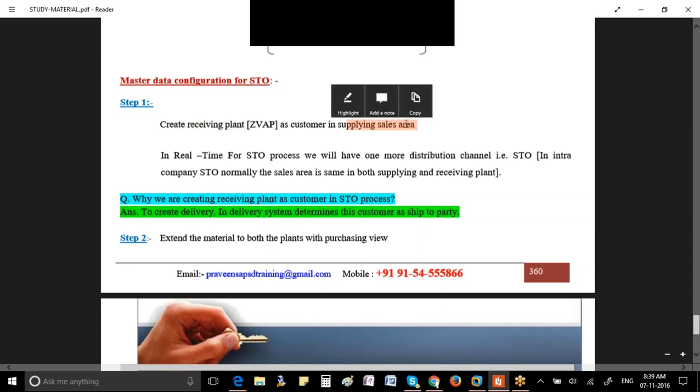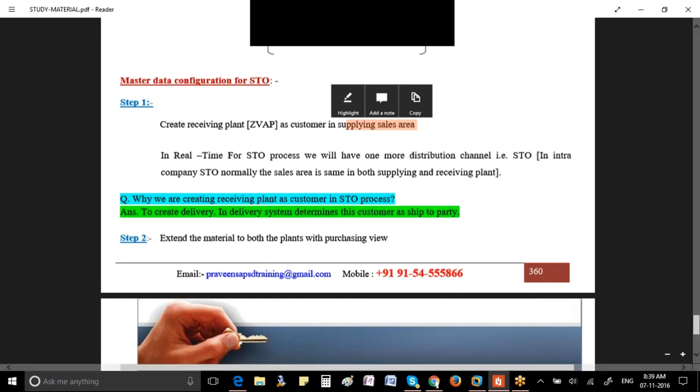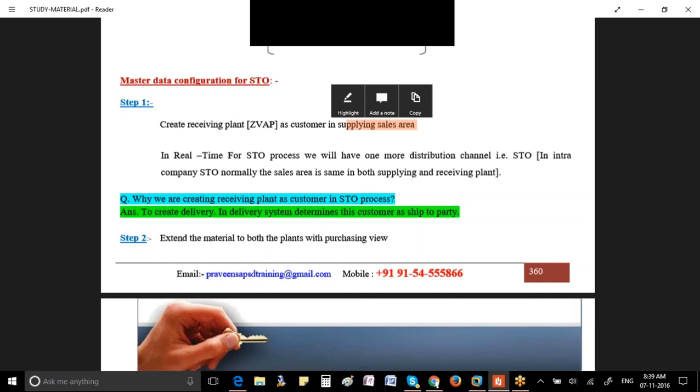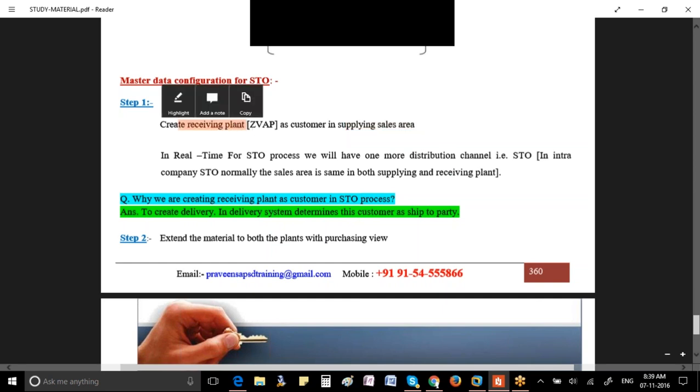Why do we create the STO process like this? The reason is to determine the ship-to party. You should know to whom we should deliver. If it's a customer, there is a partner function that is determined, and you know to whom to deliver. But in STO, it's internal. How will you know that? So to determine the ship-to party, we create this receiving plant as a customer in the supplying sales area. This is one thing.